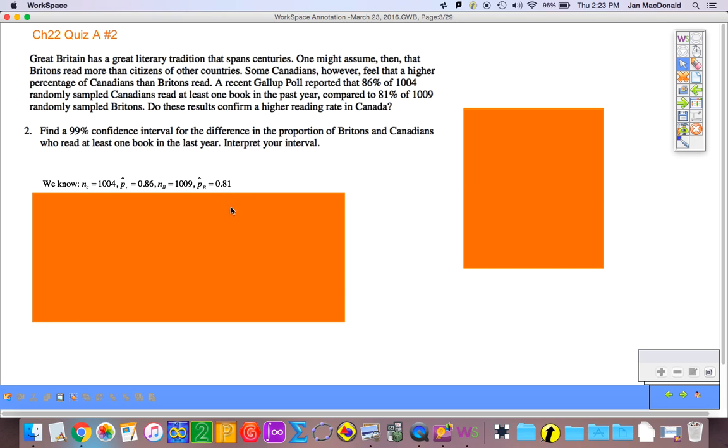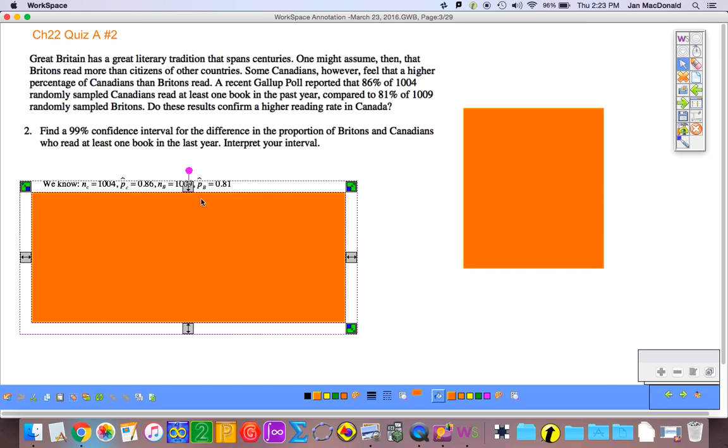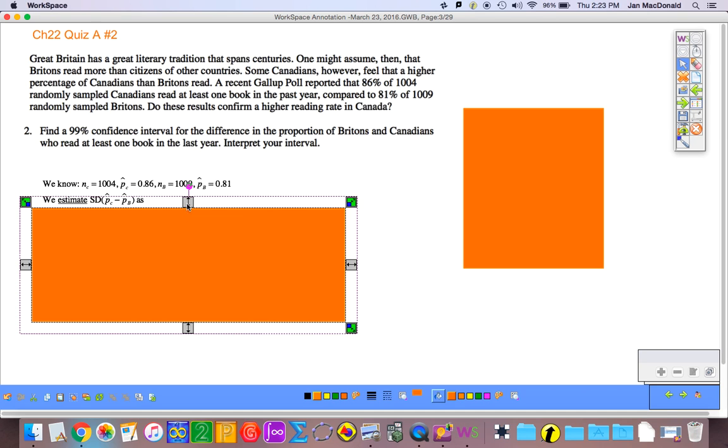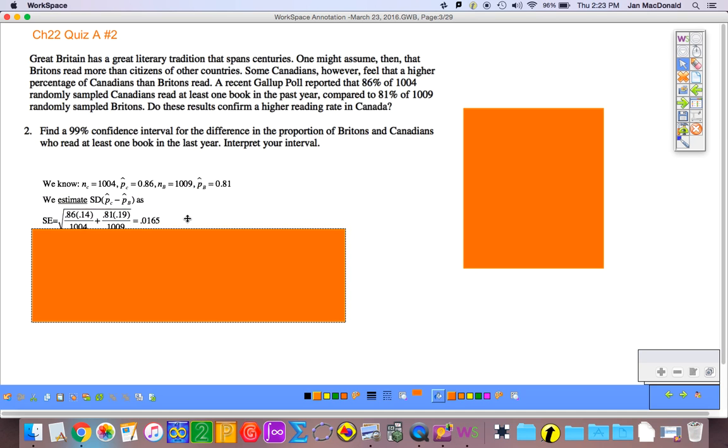In order to create a confidence interval, we need standard deviation. So we're going to estimate the standard deviation of the difference. And again, whenever we estimate, we call it the standard error, but the formula is essentially the same. P1 times 1 minus P1 over N1 plus P2 times 1 minus P2 over N2, and take the square root of that sum. And when you do this math, you should get 0.0165.